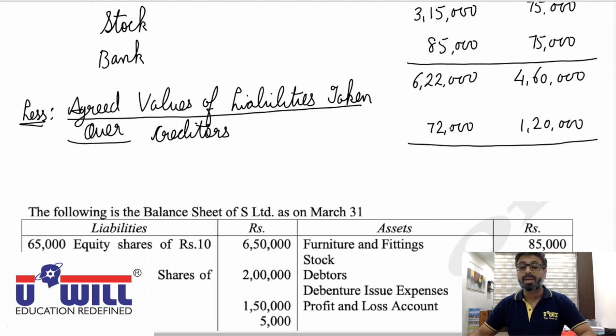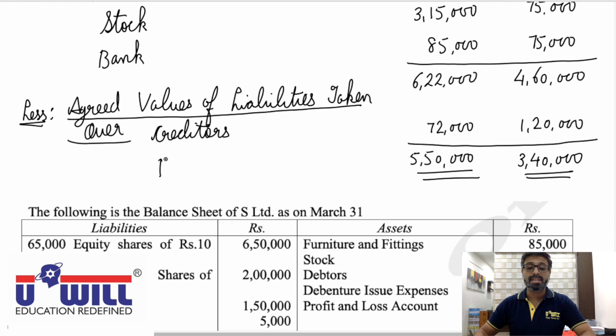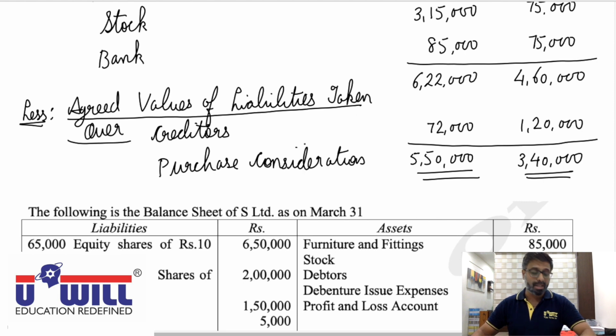So 6,22,000 minus 72,000, 5,50,000. 4,60,000 minus 1,20,000, 3,40,000. These are the purchase considerations of X Limited and Y Limited. So this is how purchase consideration is to be obtained in the net asset method.